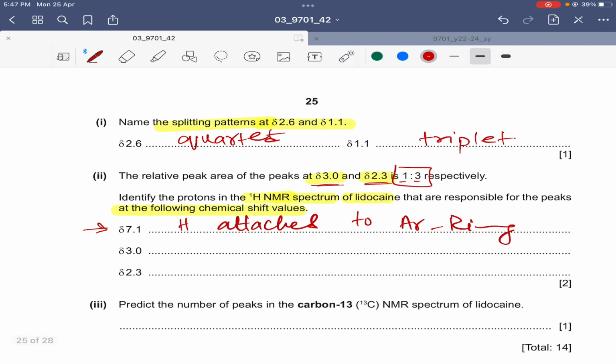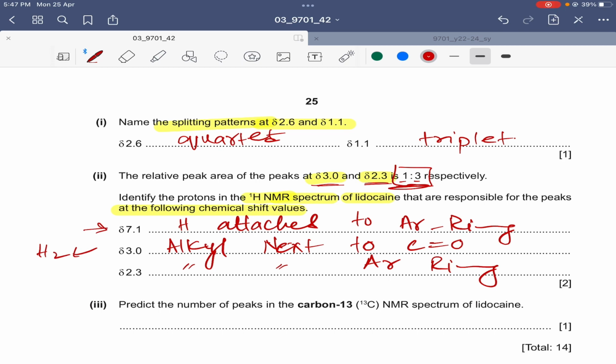In solving this question, we have used both the ratios and the values from the data booklet, from the table, right? So the peak at 3.0 is due to alkyl next to the carbonyl group, and the peak at 2.3 is alkyl next to the aromatic ring. The alkyl next to the carbonyl group has 2 hydrogens, and the alkyl next to the aromatic ring has 6 hydrogens. So they are in the ratio of 1:3, right? The same ratio they have given us.